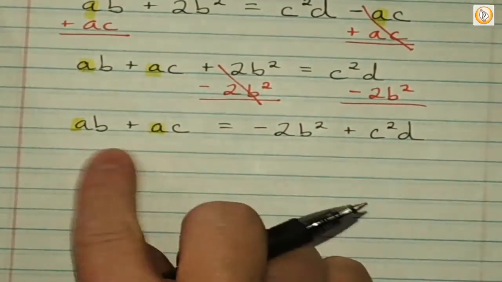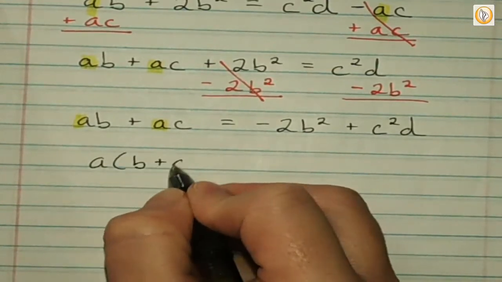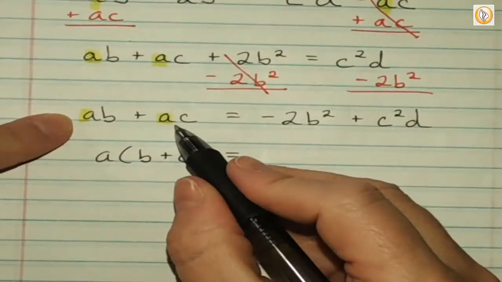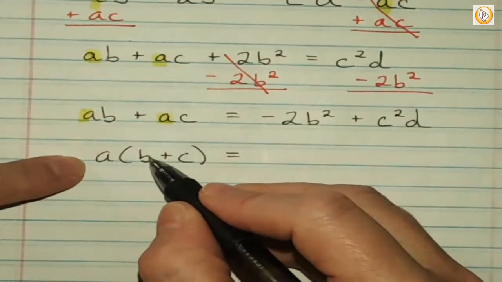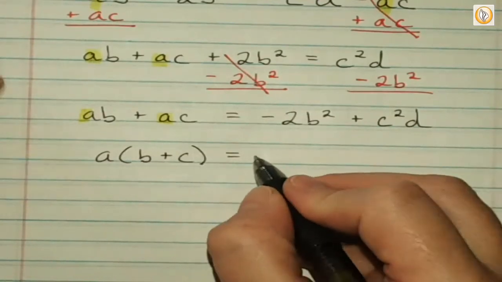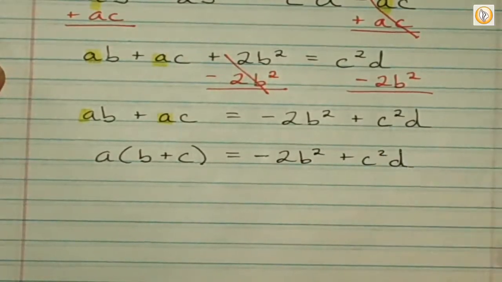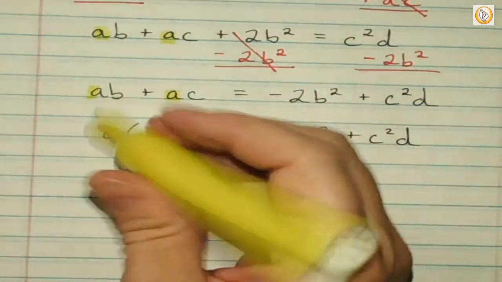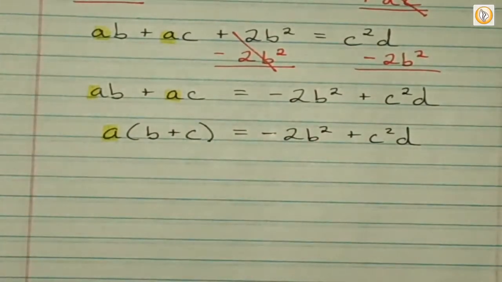What can I do if I can't combine them? You would do A in parentheses, B plus C in parentheses. Look at that. He's correct. So these two terms have A in common. It's being multiplied inside. So we took A out, or he did, and he left A times (B plus C) equals negative 2B squared plus C squared D. Any questions about what Aiden did? Because these two terms cannot be combined.